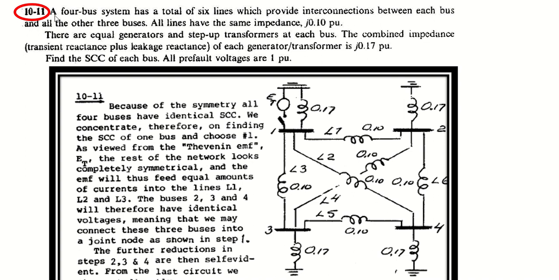So when you have a question like this, the first thing that you have to do is make a system like this. What did this question say? 4 bus system. So 1, 2, 3, 4. There's a total of 6 lines which provide interconnections. So first we connect 1 and then 2, then 2, 3, 4, and then the interconnections from here. So in total we have 1, 2, 3, 4, 5 and 6.